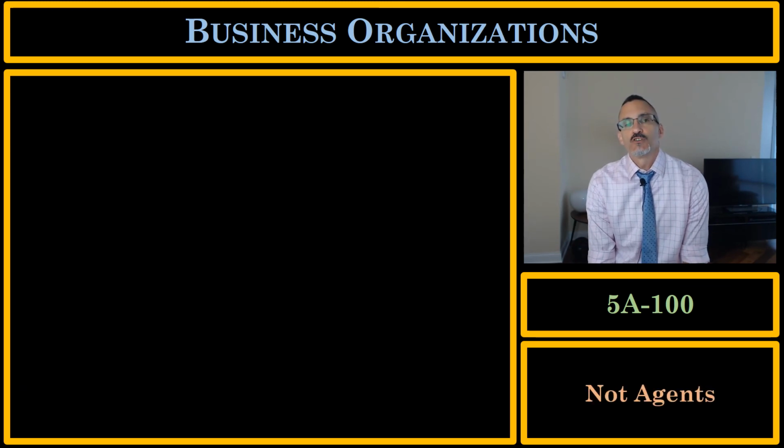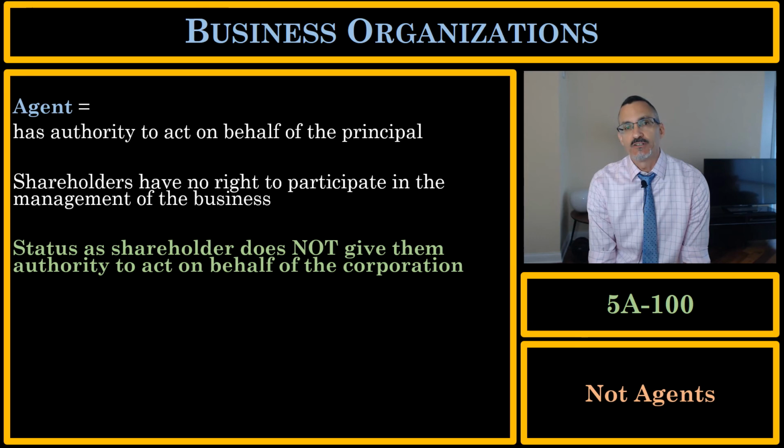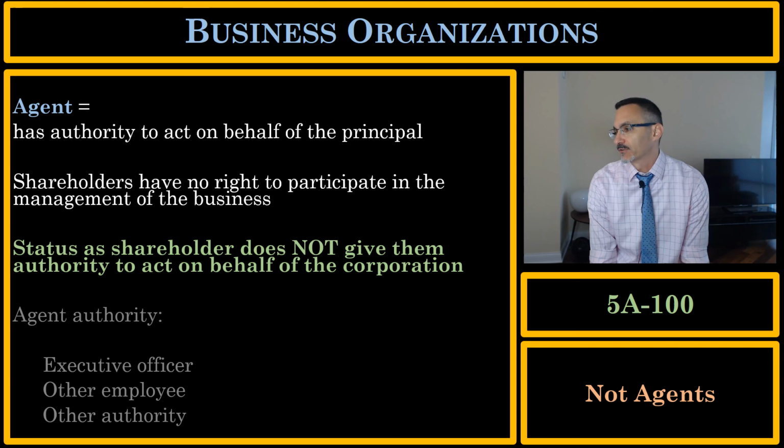All right, so shareholders are not agents of the corporation. And what does it mean to be an agent? Well, an agent is someone who has authority to act on behalf of the principal. Here, the principal being the corporation. A shareholder is not an agent of the corporation. Shareholders have no right to participate in the management and the business of the corporation. Your status as shareholder alone does not give you the authority to act on behalf of the corporation and to bind the corporation to contracts.